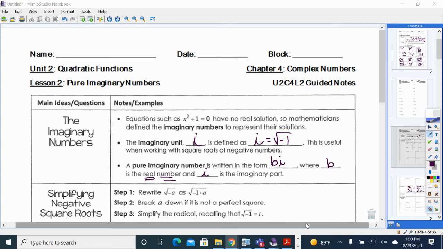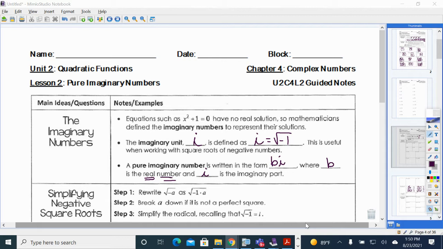This video is on Unit 2, Chapter 4, Lesson number 2 on pure imaginary numbers. Your notes here for the imaginary numbers, the first bullet says equations such as x squared plus 1 is equal to 0 have no real solutions. So mathematicians defined the imaginary number to represent their solutions. The imaginary unit i is defined as i equals the square root of negative 1. This is useful when working with square roots of negative numbers.